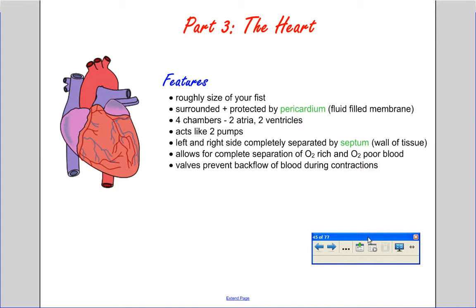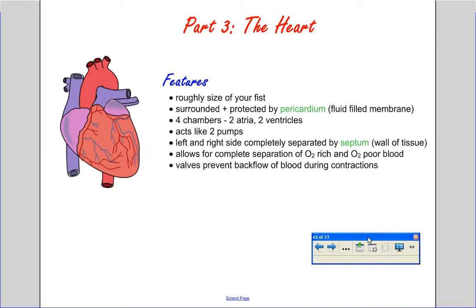Okay, so our heart is roughly the size of your fist. Some of our fists are bigger than others, so your heart would be a slight bit bigger. It's surrounded and protected by a pericardium. Para means around, and cardium refers to the heart. So that is a tissue membrane that surrounds and protects it, and it's filled with fluid.